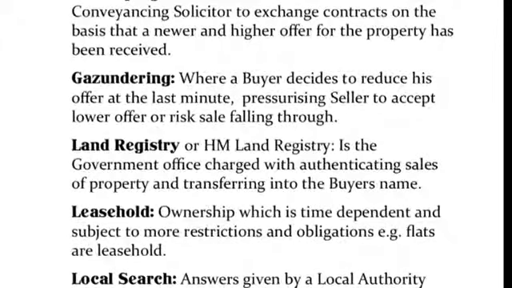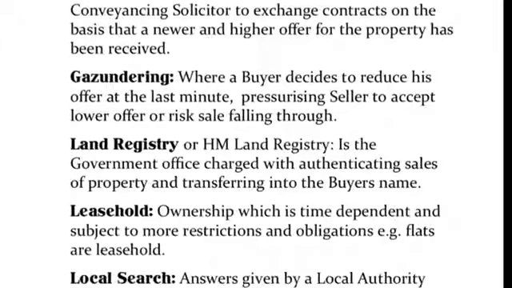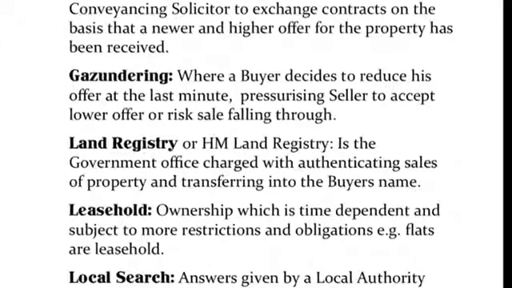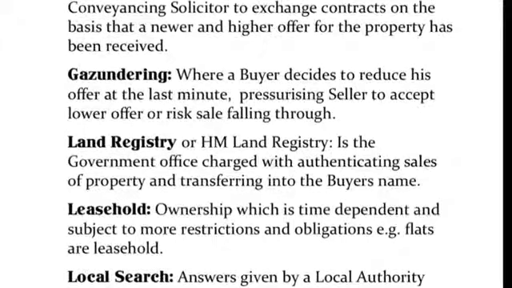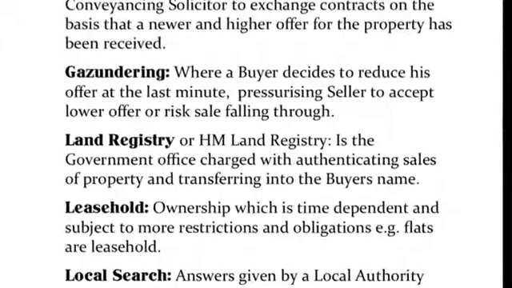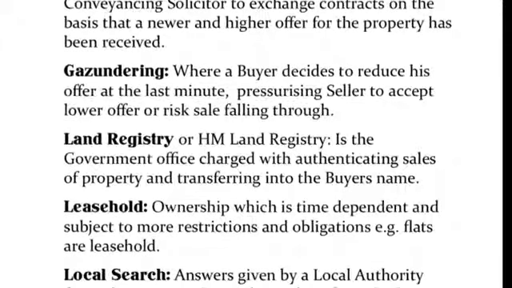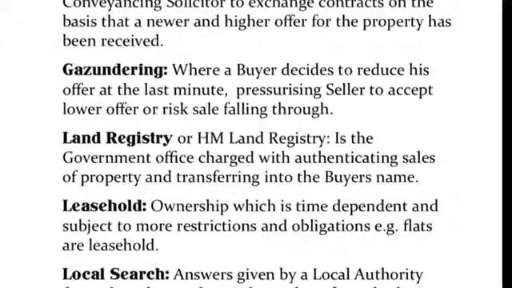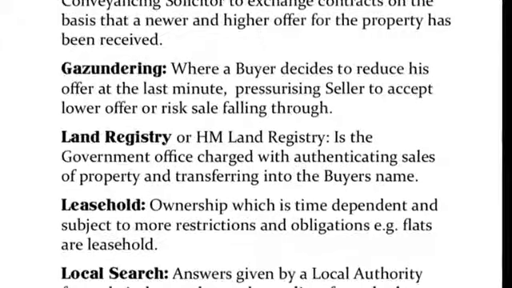Land Registry. Now, one of the disbursements, or Her Majesty's Land Registry as it's sometimes known, is a government office charged with authenticating sales of property and transferring into the buyer's name. Leasehold. Ownership which is time dependent and subject to more restrictions and obligations. For example, flats are leasehold.